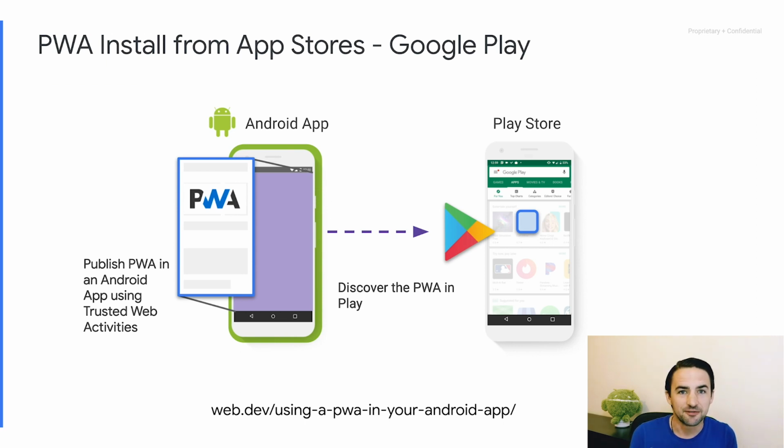These apps are great for users, as they are small in size, generally under 2 MB, which is great for storage-conscious users. And there's no need to constantly install updates, as changes made to the PWA are immediately available in the app. They're great for developers too, as you don't need to maintain a separate Android codebase. If you'd like to learn more about how to publish a PWA in Play, you can check out web.dev/using a PWA in your Android app.